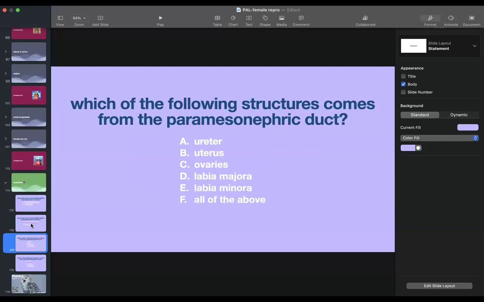Next question, which of the following structures come from the paramesonephric duct? Is it the ureter? Is it the uterus? Is it the ovaries? Is it the labia majora, the labia minora, or all of the above?